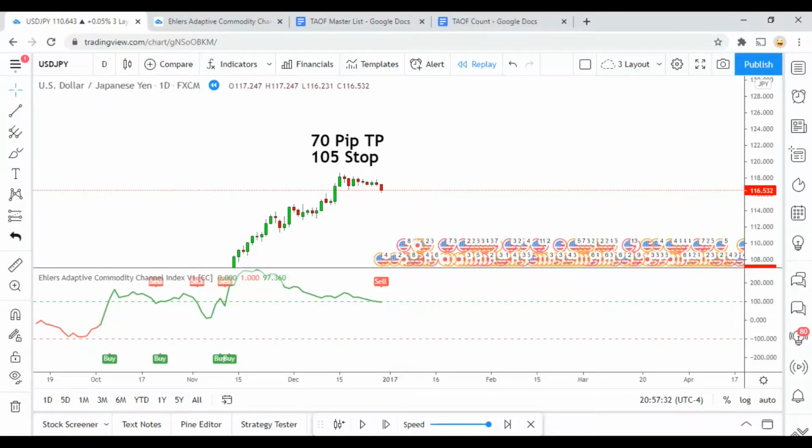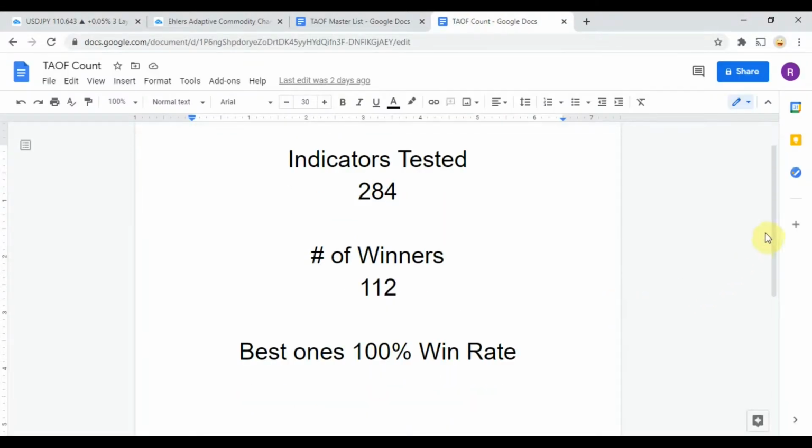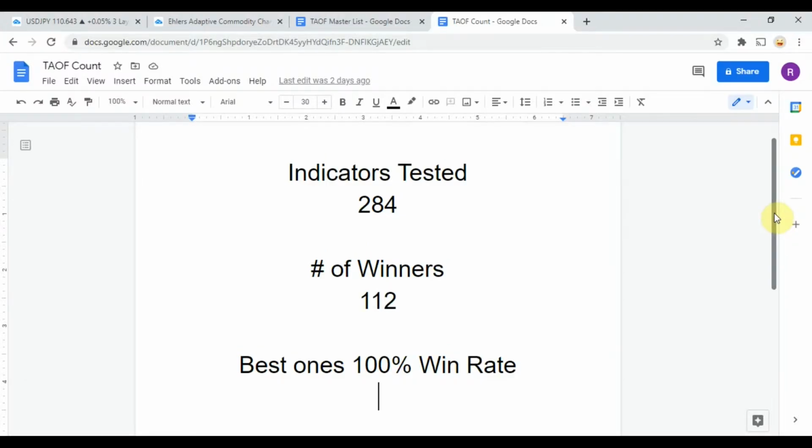Alright, as I said, today we will be testing Ehlers Adaptive Commodity Channel Index. Before we do though, I wanted to put the indicator scoreboard up for everyone to see. So to date, we have tested 284 indicators, and out of 284 indicators, 112 of them have been winners, which means that they have met or exceeded the 60% win-loss ratio threshold that we have set for them. The best ones so far were able to achieve a 100% win rate.